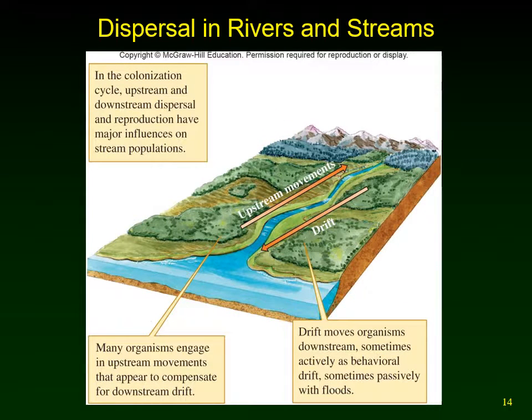This figure from your text shows that organisms, let's say they live somewhere in the center here, are going to tend to drift a little bit naturally downstream with the flow of water. Most organisms have some way of moving upstream to compensate for the downstream drift. So rather than spending their whole life being floated downstream and eventually out to sea, they drift down a little bit and then have some way to move back upstream.